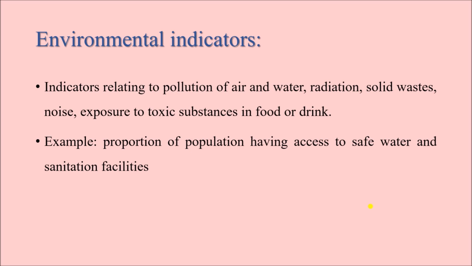Next is environmental indicators. These indicators relate to different pollution of air and water, radiation, solid waste, noise, exposure to toxic substances in food or drink. Some examples are given here. For example, the proportion of population having access to safe water and sanitation facility. So how many of them have a drinking water source close to their home, or whether they have any access to waste disposal facility. So all these are different indicators of environmental sanitation.